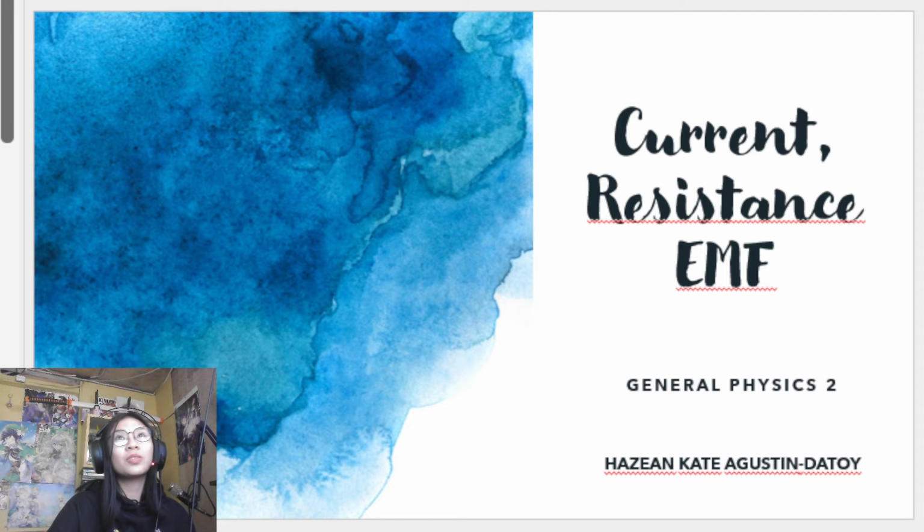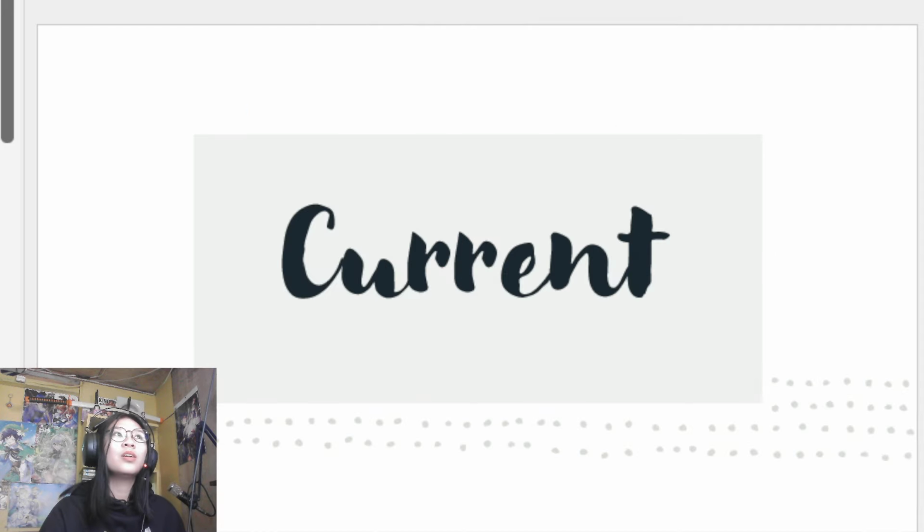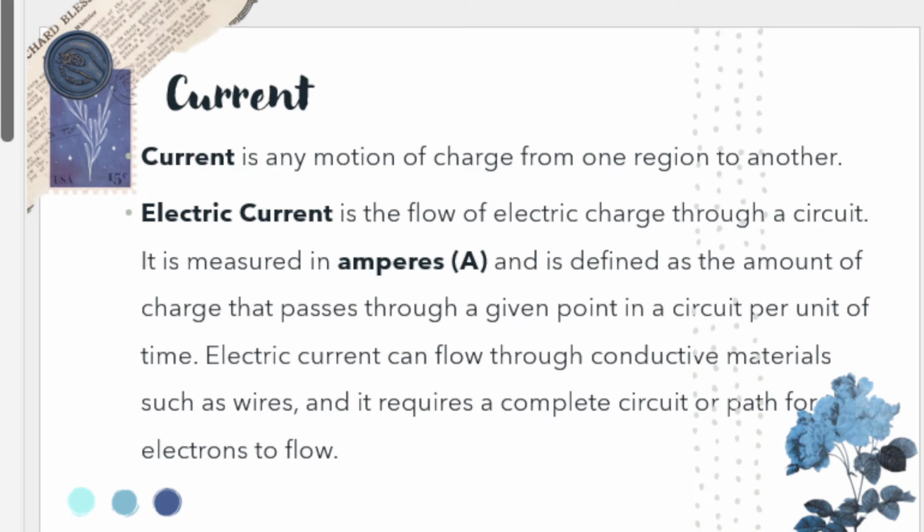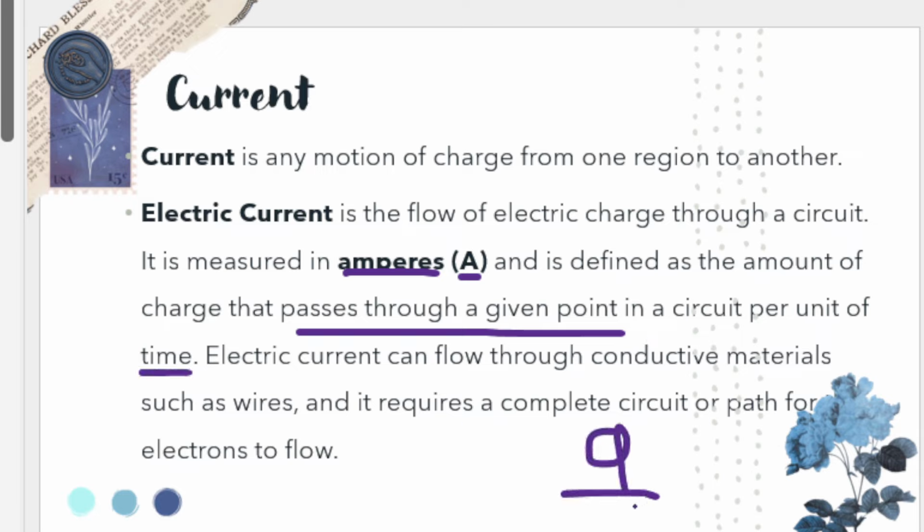First we'll go to current. What is current? Current is any motion of charge from one region to another, or the flow of electric charge through a circuit. It is measured in amperes, usually symbolized as A, like 10A, 5A, 25A. It is also defined as the amount of charge that passes through a given point in a circuit per unit of time. So it means it is charge per time.